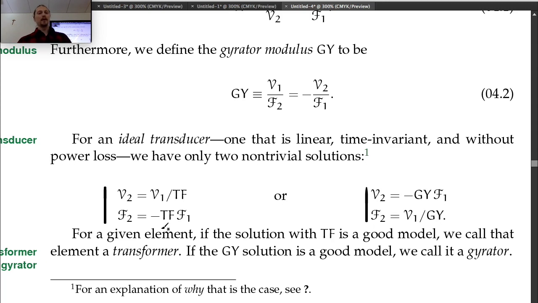And the through variables are related, or the across variable is related to the through variable, and the through variable is related to the across variable. So either the across variables on each side are directly related, and the through variables on each side are directly related, or the across variable on one side is related to the through variable on the other side, and vice versa. So those are our two possibilities.